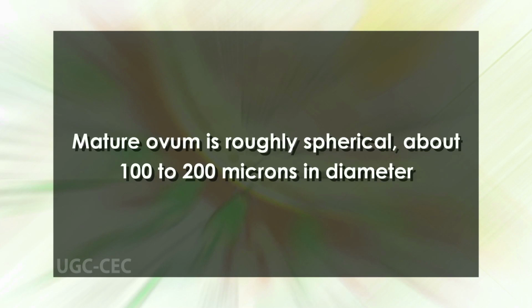Now let's discuss the ovum. When the Graafian follicle is ripe, it projects from the ovarian surface, finally bursts and releases the mature ovum into the funnel of the oviduct. The mature ovum is roughly spherical, about 100 to 200 microns in diameter. The mature ovum has a nucleus and nucleolus, commonly called the germinal vesicle and germinal spot, respectively.